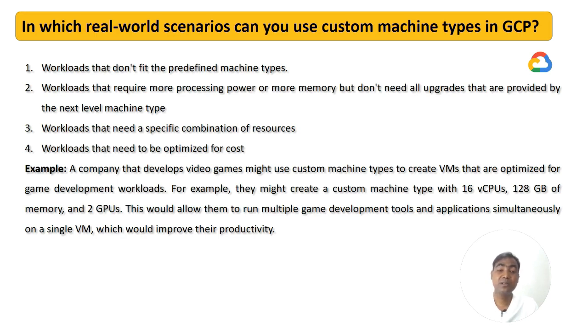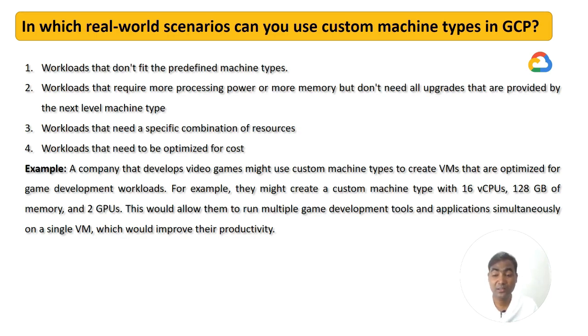A workload requiring 8 vCPU and 32 GB memory might not need all the features and capabilities of N2 standard 8 machine types, but it could benefit from a custom machine type with 8 vCPU and 36 GB of memory. And guys, for workloads that need a specific combination of resources, custom machine types can be used to create a VM with a specific combination of resources that is not available in the predefined machine types. This can be useful for workloads that have unique resource requirements.